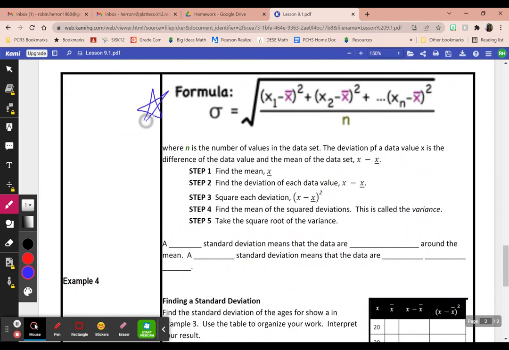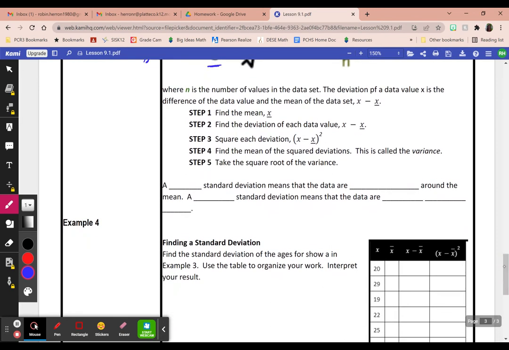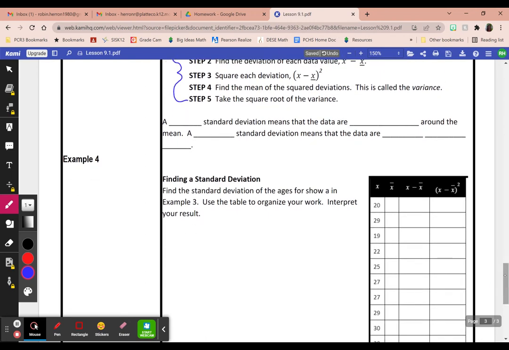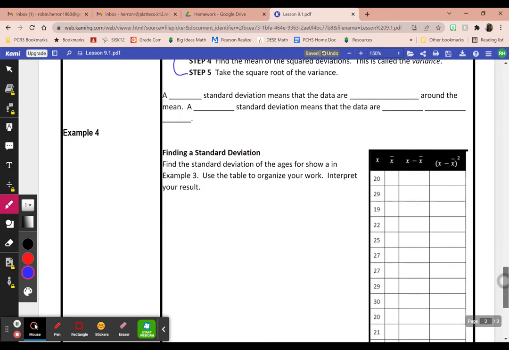So this formula, super important, okay? Here's your standard deviation symbol. Now, I don't think there's any need for you to remember what this formula is, but the steps are going to be important for you to remember as we go through, okay? So n is the number of values in the data set. The deviation of a data value x is the difference of the data value and the mean of the data set, okay? So I'm going to jump down here. These steps I'm going to explain a little bit more down below because it tends to get a little hard to understand with all those steps in this process, okay?